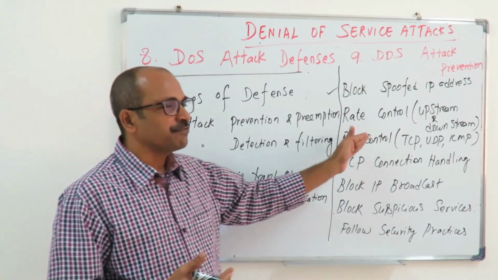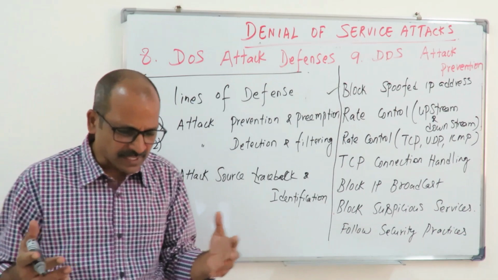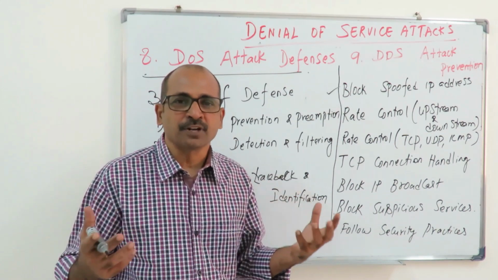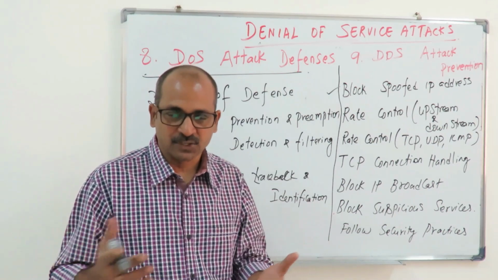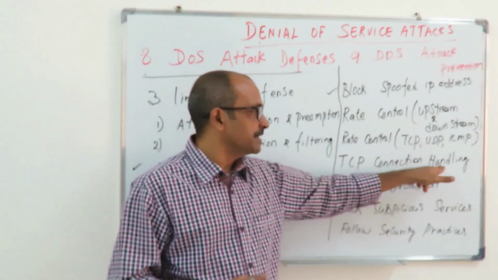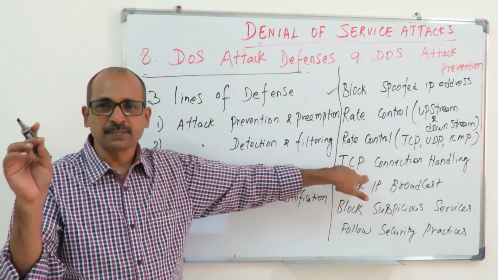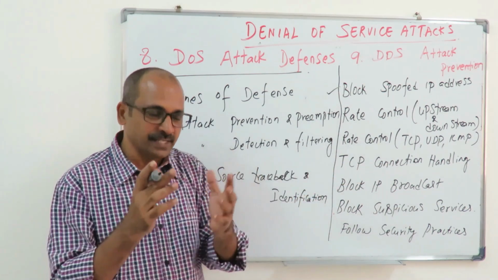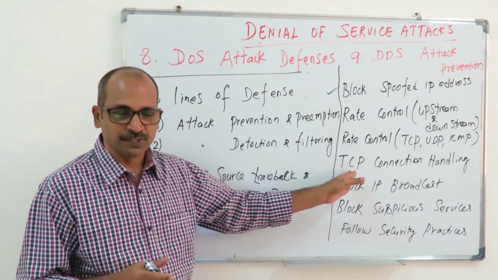Then rate control for different protocols: TCP protocol, UDP protocol, ICMP protocol. For example, suddenly I am getting a lot of ping requests into my network. A huge number of ping requests means ICMP echo packets are coming, so it could be a denial of service attack. So I have to block all those particular packets. Then TCP connection handling. This is a very critical thing. You might have heard about the stateful firewall tracking the TCP connections. Instead of using an ordinary TCP handshake, you can track every connection, and you can control the denial of service attack.